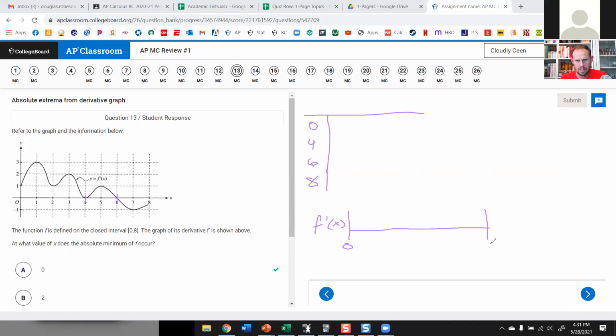So here's 0, here's 8. So we can actually eliminate some of them. So here's 4, here's 6. So f prime is positive here. It's positive, and I say it's positive just because it's above the x-axis. Same here, above the x-axis, then below the x-axis. So that means f will be increasing, increasing, and then decreasing. So 4 can't be a minimum. 6 also can't be a minimum. Our only option is 8 or 0.